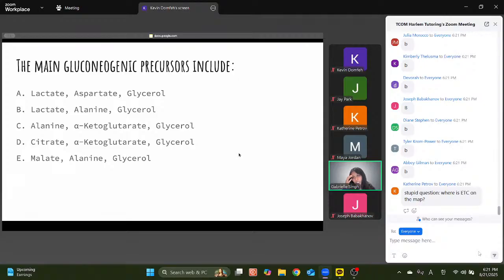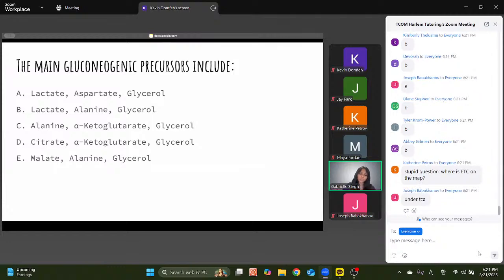The electron transport chain, so you'll see glycolysis and gluconeogenesis all in the top, and then underneath it is the TCA cycle, and then right underneath it, you'll see the electron transport chain all the way at the bottom.